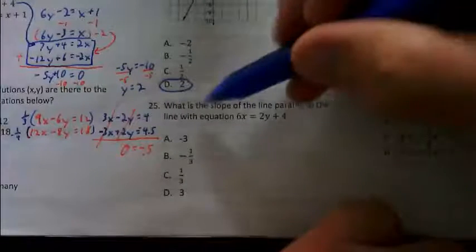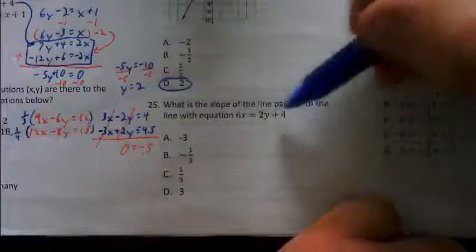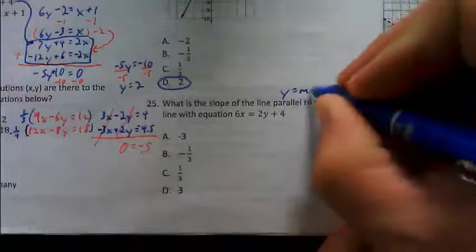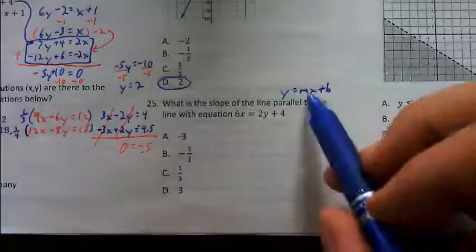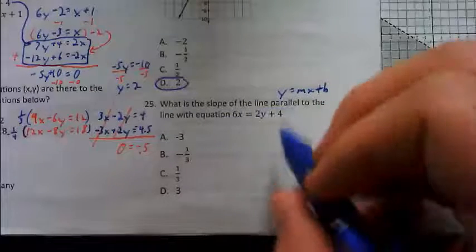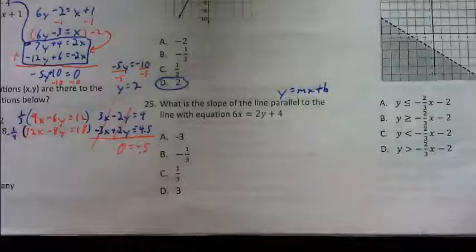What is the slope of a line parallel with the equation here? Well, in this format, this isn't going to tell us the slope just by looking at it. We could change this to slope-intercept form, which is y equals mx plus b, and then the m would represent the slope. So if we solve this for y, we could find our slope. So let's get the 4 over to the other side.